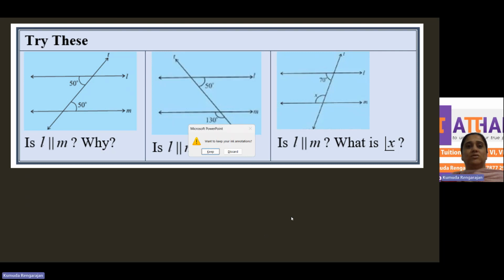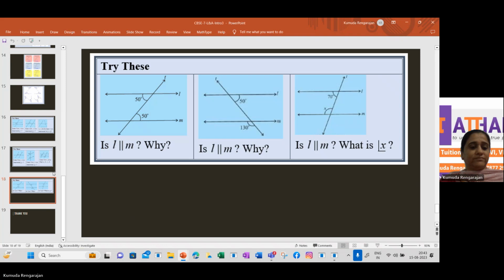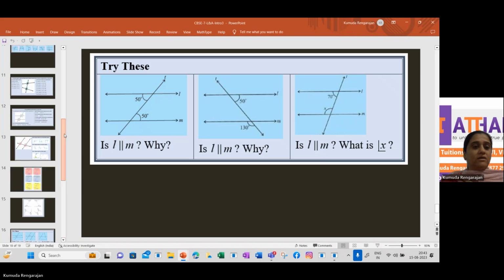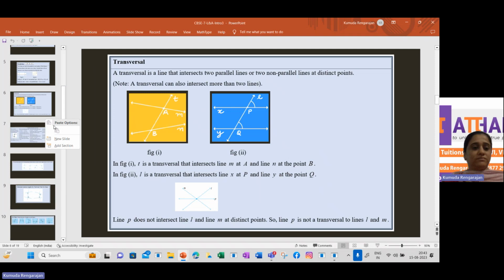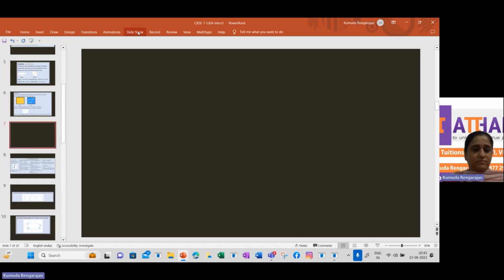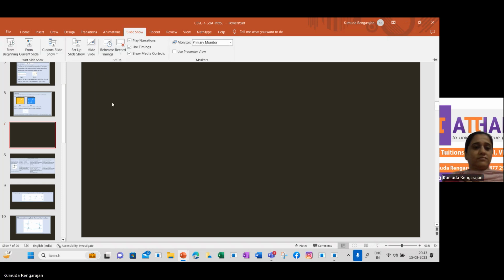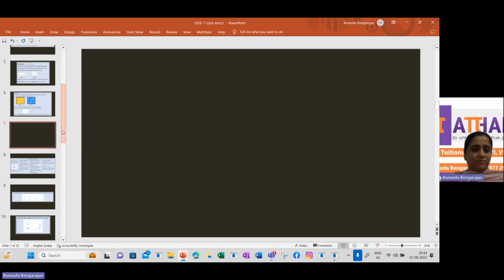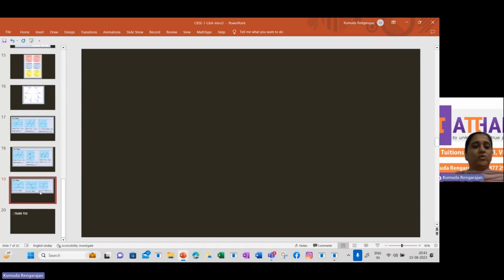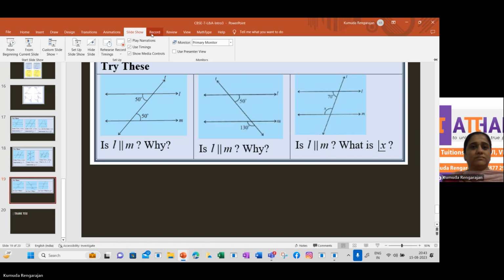R is parallel to. L is parallel to. Time for a test. Okay, I'll make it very simple then. I'll not give you those questions. One second, I'll pick it from.